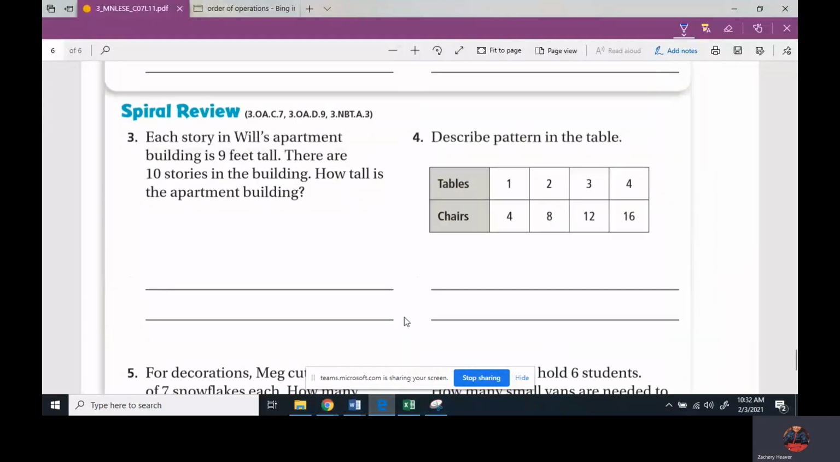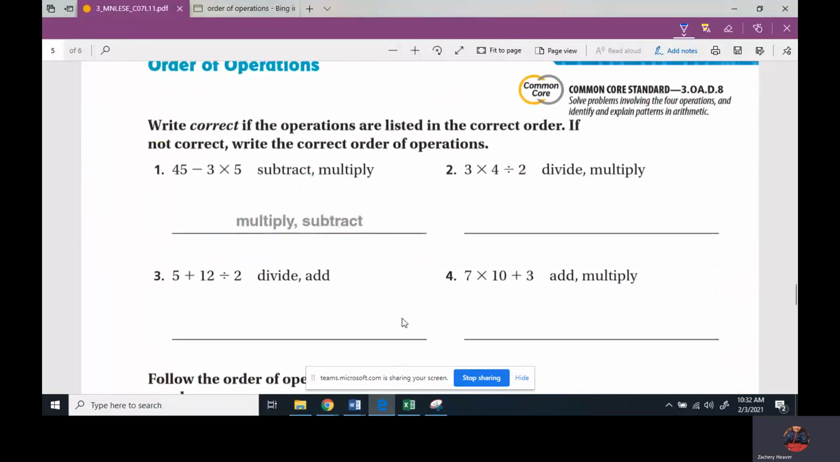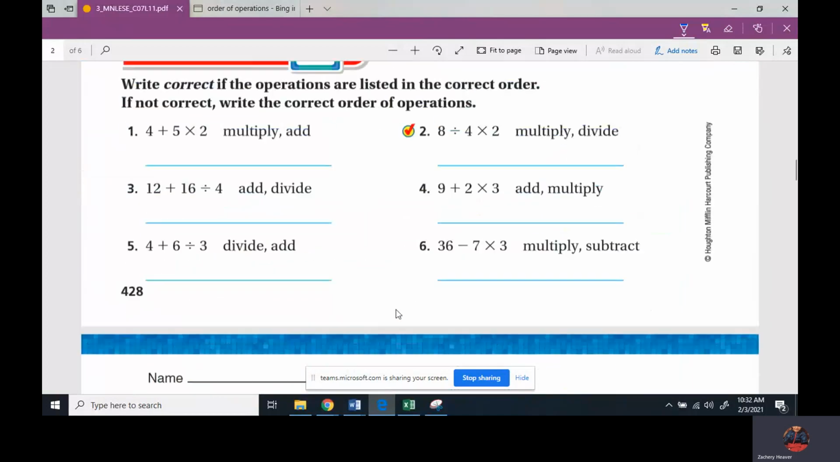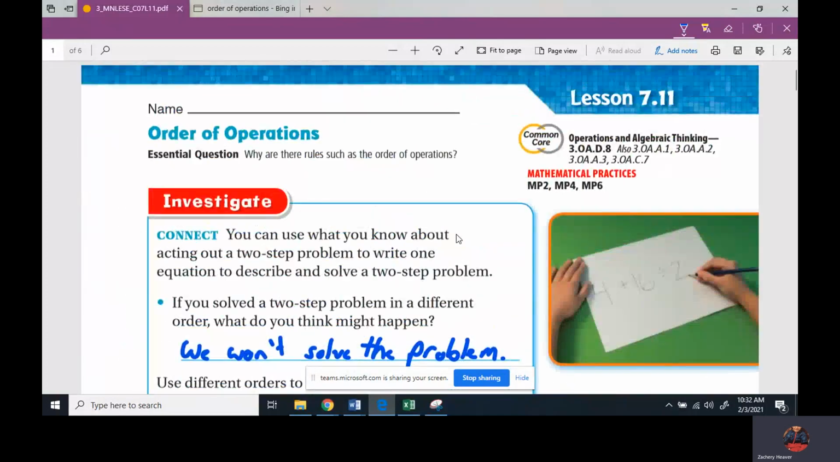Okay, so we're going to look at 7.11, and I actually had this recorded once, but it turns out it broke. So some of it didn't work, so some of this is going to be filled in, but don't worry about it. So 7.11 is going to work on order of operations.